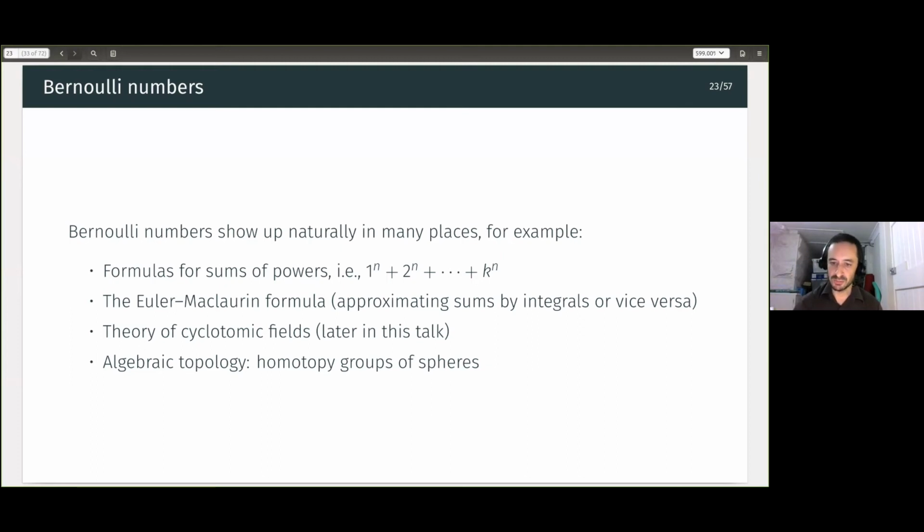This lets you approximate sums by integrals and vice versa. They show up in the theory of cyclotomic fields, which hopefully I will discuss in this talk a bit later on if I still have time. And then they turn up in lots of other areas, stuff I know nothing about. Apparently they show up in the theory of homotopy groups of spheres. I know nothing about this topic, but they're very important there as well. And I'm sure plenty of other applications.